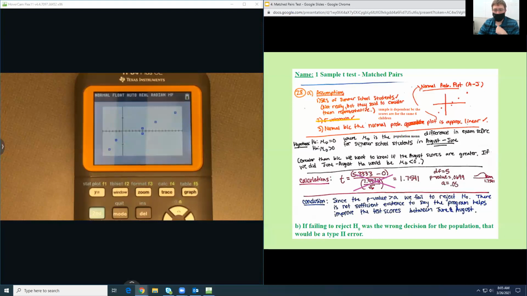And then we define what the difference is between these two. So we're going to say the average difference is the population mean difference in exam score for summer school students. And again, stipulate, or state, that your subtraction went August minus June. Let people know this is the direction I went. So make sure that's in your little definition here.